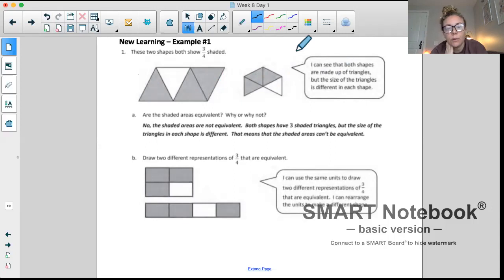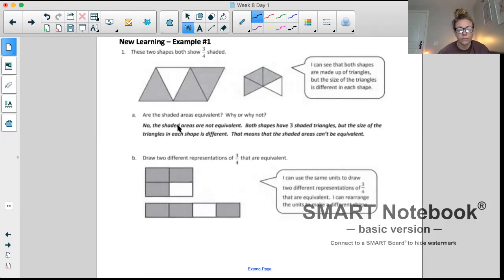So this little speech bubble here says, I can see that both shapes are made up of triangles, but the size of the triangles is different in each shape. A triangle from this shape is much bigger than a triangle from this shape. A, are the shaded areas equivalent? Why or why not? No, the shaded areas are not equivalent. Both shapes have 3 shaded triangles, but the size of the triangles in each shape is different. That means the shaded areas cannot be equivalent.